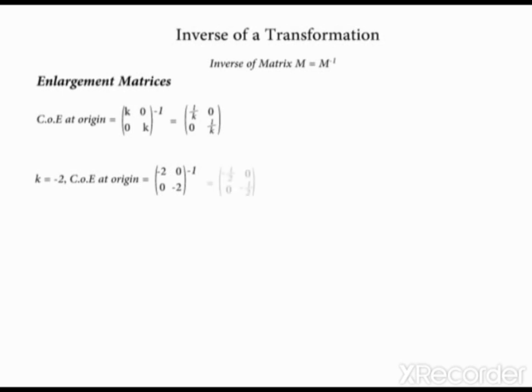How about enlargement? The enlargement matrix about the origin is given by k, 0, 0, k. Enlargement changes the size. The image is k times the object. It means the object is 1 over k the size of the image. And so the inverse of k, 0, 0, k will be 1 over k, 0, 0, 1 over k. We do not change the sign. It means that the inverse of negative 2, 0, 0, negative 2 will be equal to negative a half, 0, 0, negative a half.